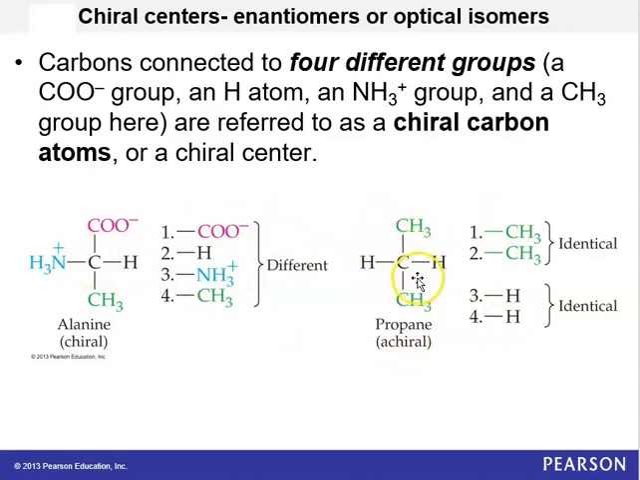Propane, on the other hand, is achiral. This carbon here has 2 hydrogens, so it has multiple identical groups attached to it. Therefore, it cannot be chiral.